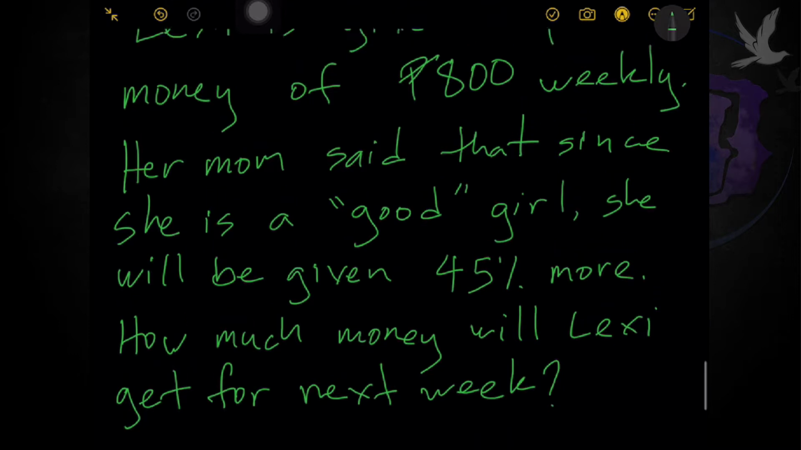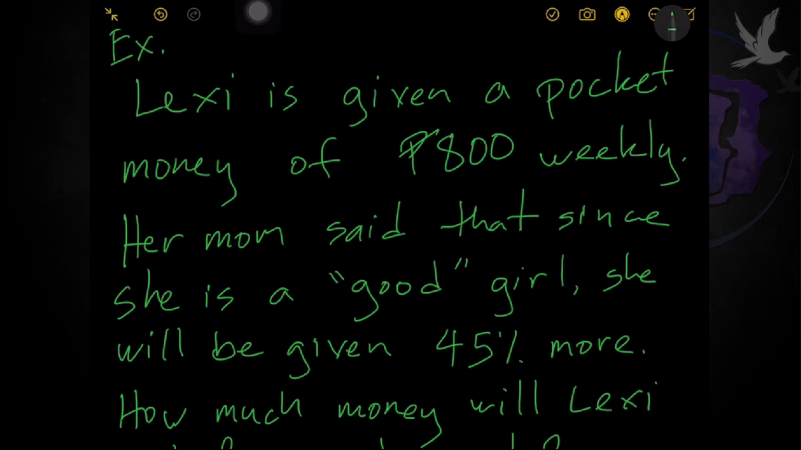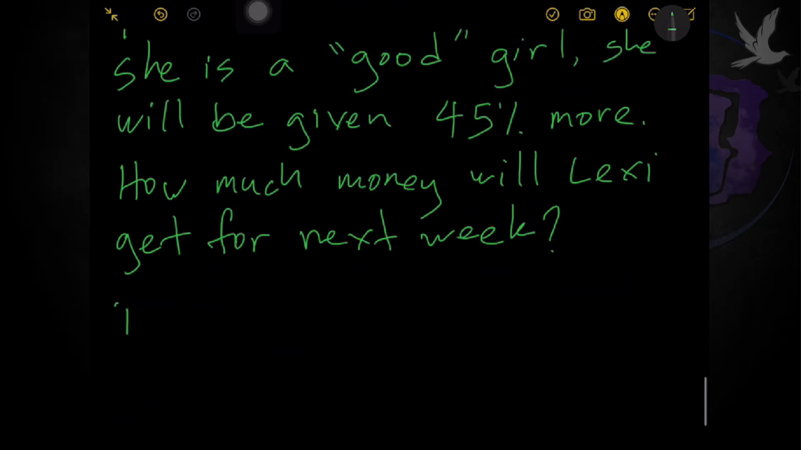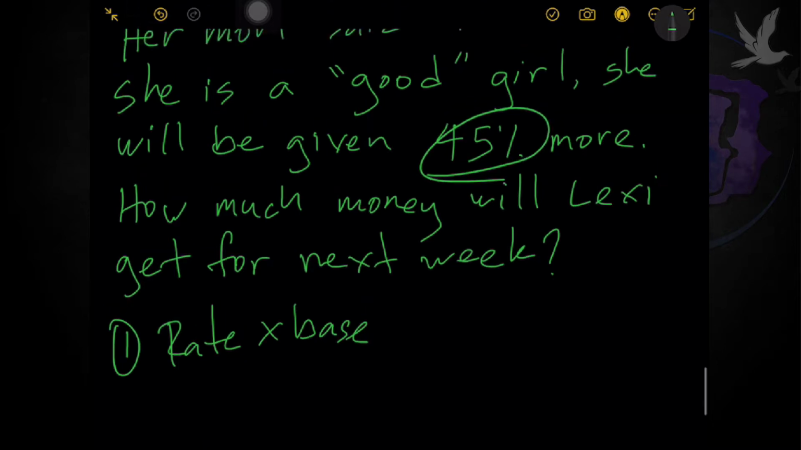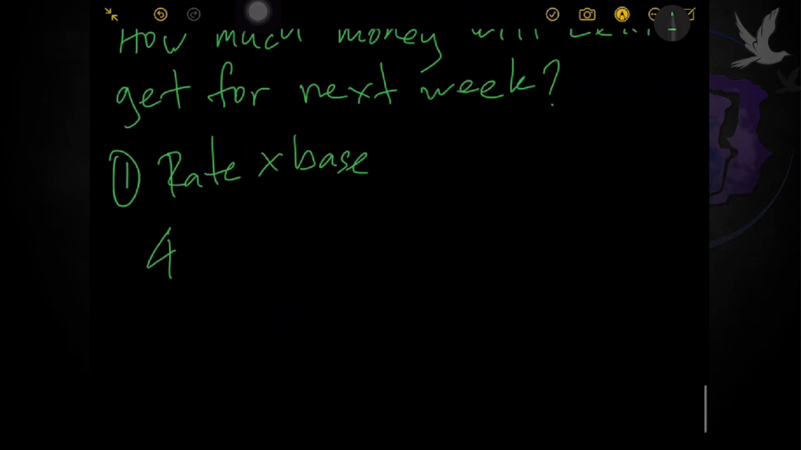Okay, so try natin. Yan nga, this is an increase. So all you have to do for step 1 is yung rate nyo, multiply it to your base. Our rate, obviously, yung may percent sign nga. So that's 45%. And yung base nyo is yung original value, which is in this case is 800.